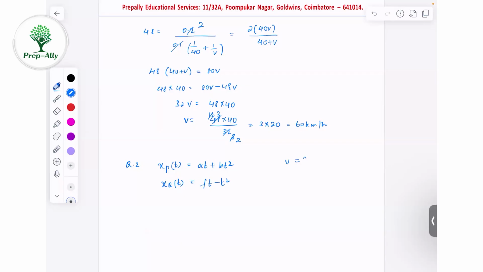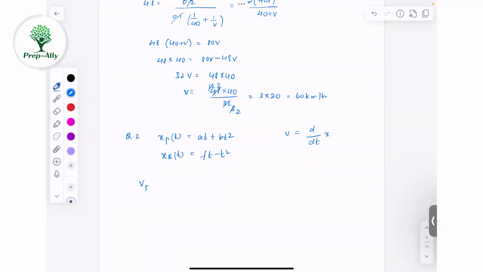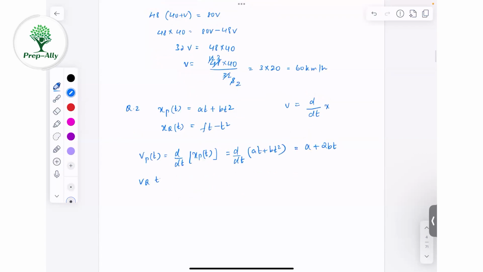Now we know that velocity is the rate of change of position. So we can get the velocity of P as a function of time as d by dt of the position function. That is d by dt of at plus bt square, which is a plus 2bt. Similarly, velocity of Q is the rate of change of the position again. So d by dt of ft minus t square gives us f minus 2t.